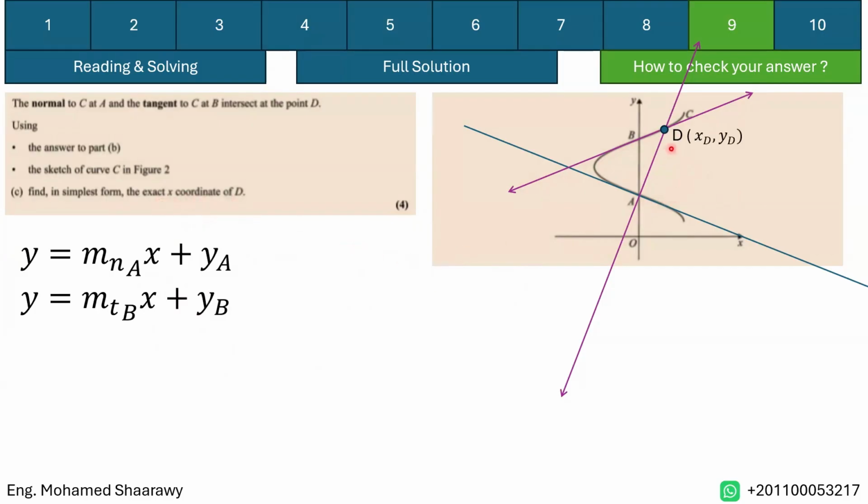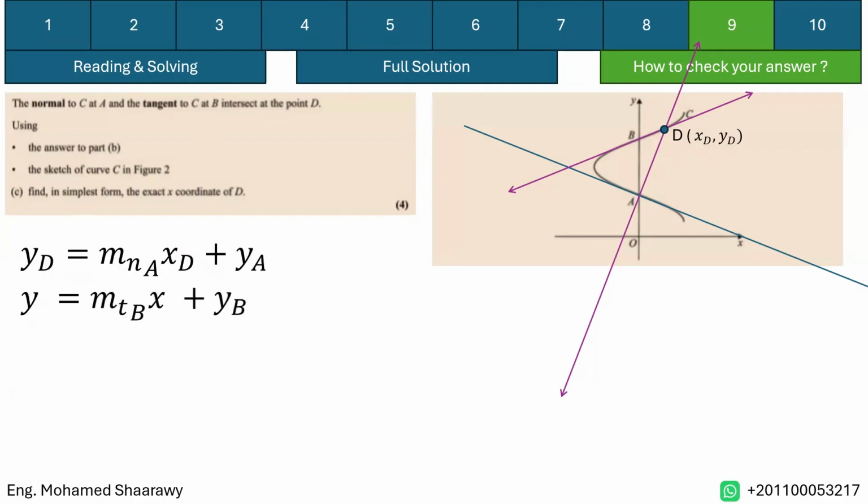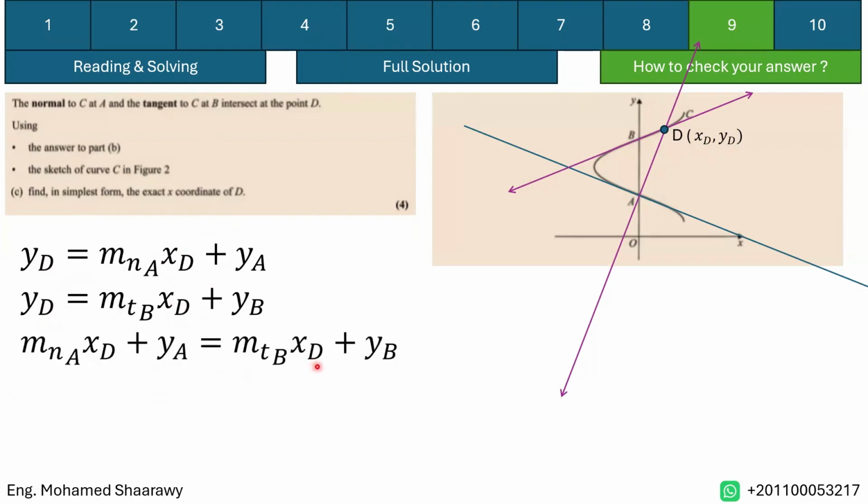I assumed that D has the coordinates x of D and y of D, and since D lies on both these two lines, it satisfies both of these two lines. So I can replace y with y of D and x with x of D, same thing here. And now, since the left-hand side is equal to the left-hand side, certainly the right-hand side is equal to the right-hand side. And from here, I can solve this and get the x of D.